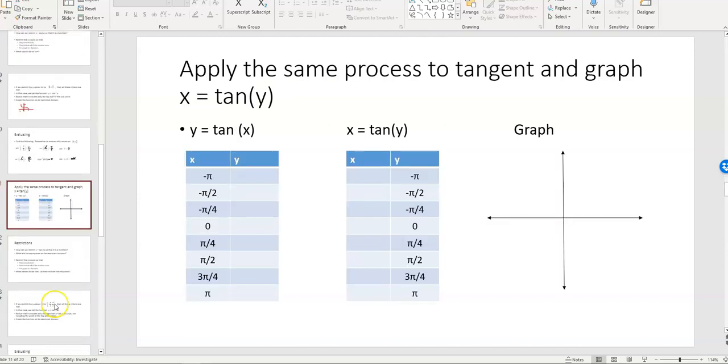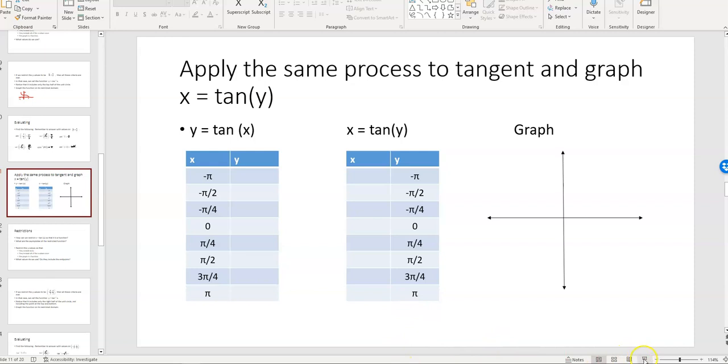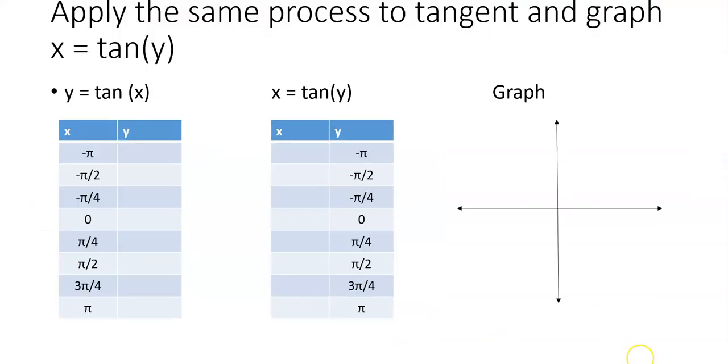All right, how about tangent? What's interesting about tangent? Well, tangent is the one that has those vertical asymptotes. So where do the vertical asymptotes happen for tangent? They happen at negative pi over 2, so we'll call that undefined at negative pi over 2. Tan of 0 is 0, undefined at positive pi over 2. Tan of pi is also 0.